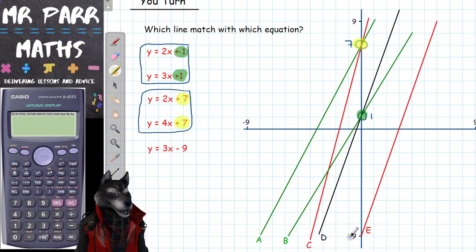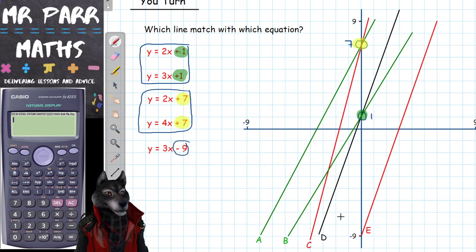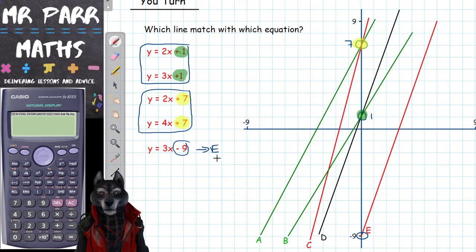And then the last one, well, being the only one that doesn't match, that's at -9, and this goes through at -9, then this must be graph E. Done. If I really wanted to, I could have then also calculated the gradient to see if the gradient matched the 3, which it does.